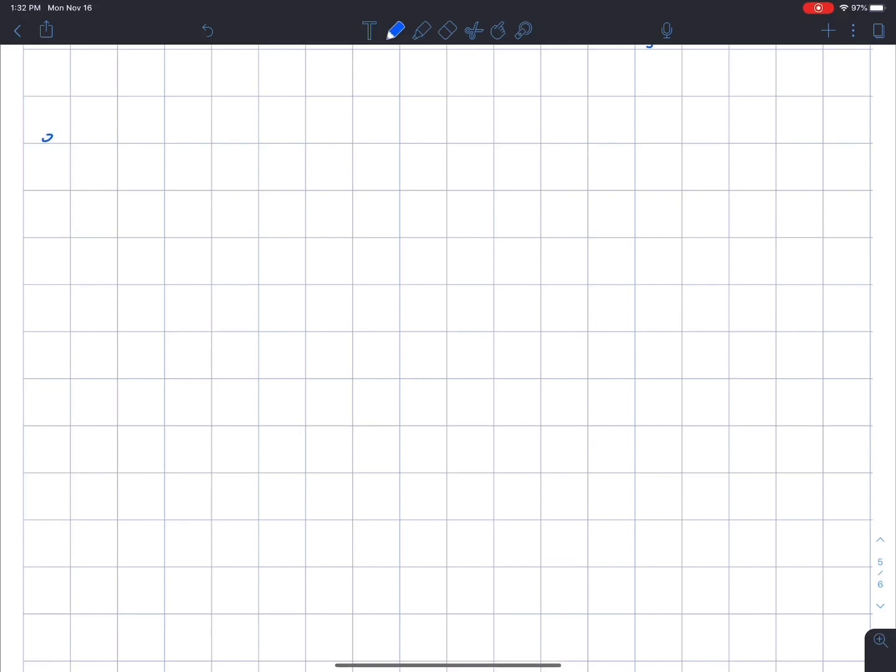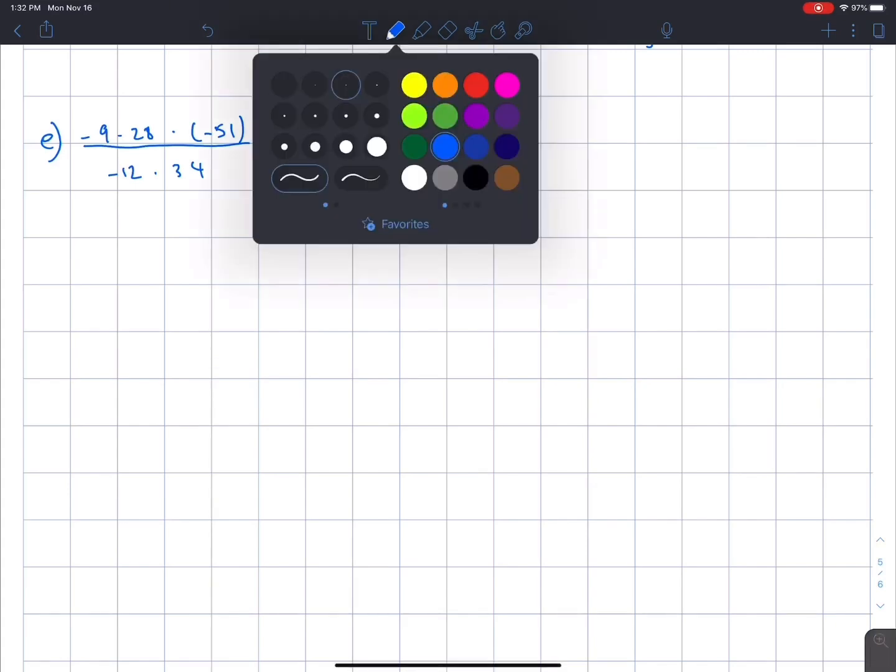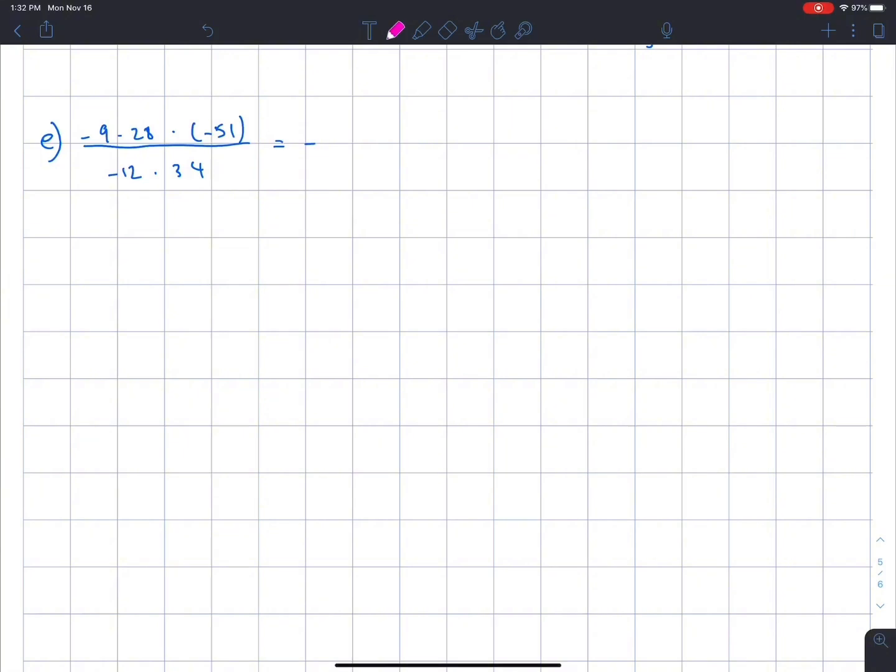E, negative 9 times 28 times negative 51 over negative 12 times 34. We have 3 negatives, so our answer is going to be negative. And then now I can simplify. Divide this by 3 to get 3. Divide 12 by 3 to get 4. Divide 4 by 4 to get 1, 28 by 4 to get 7.